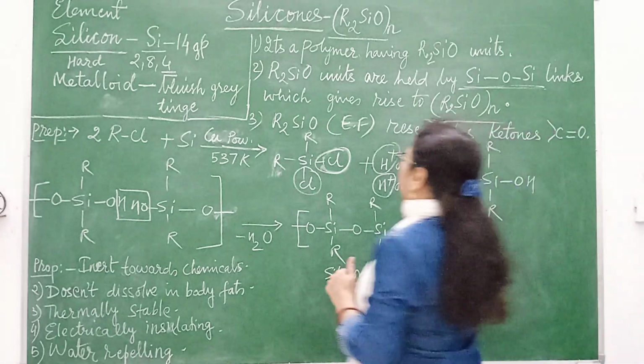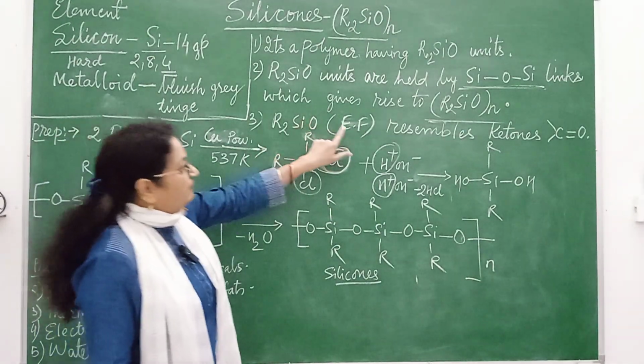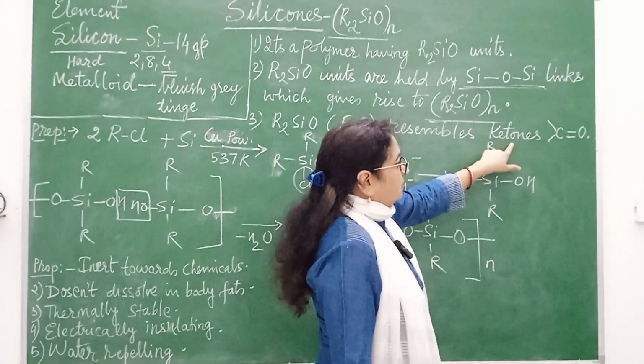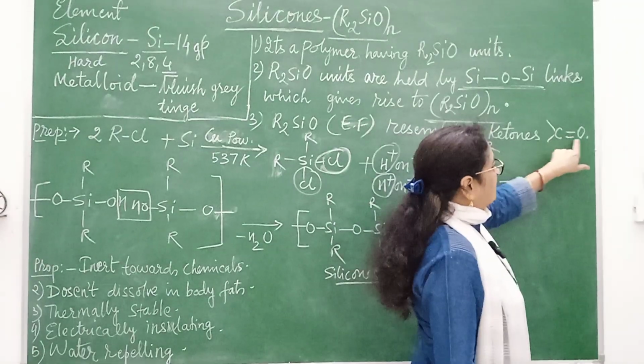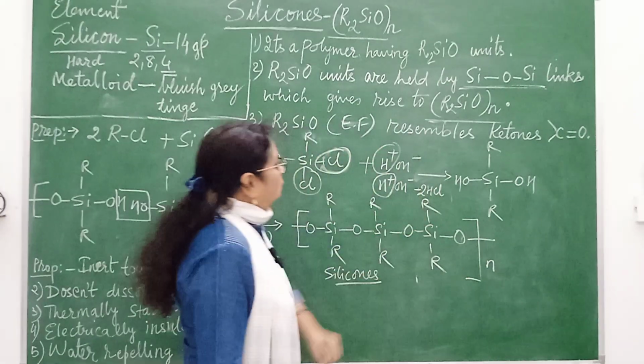Now let's see the third point, students. R2SiO. This is the empirical formula and this resembles a ketone. We know the functional group of a ketone is C double bond O. Of course, these two valencies are satisfied by R, an alkyl group.